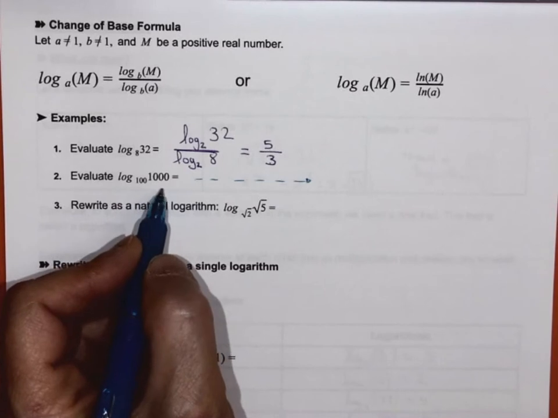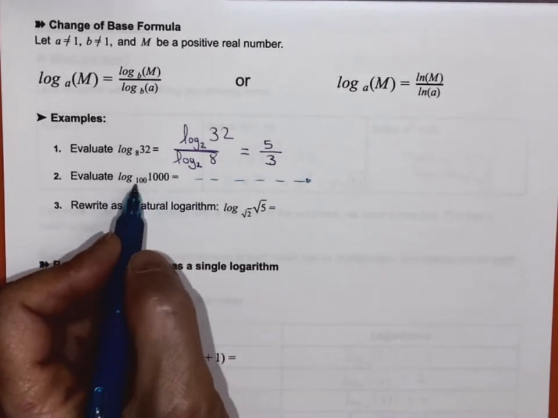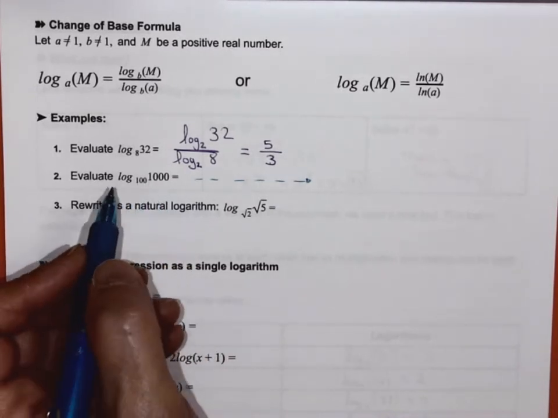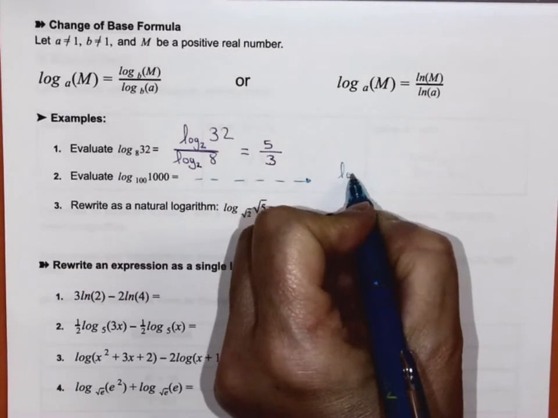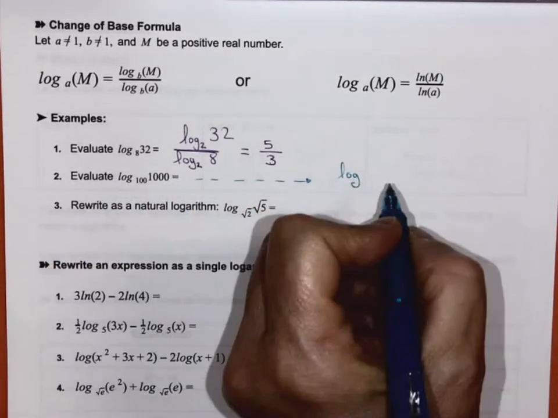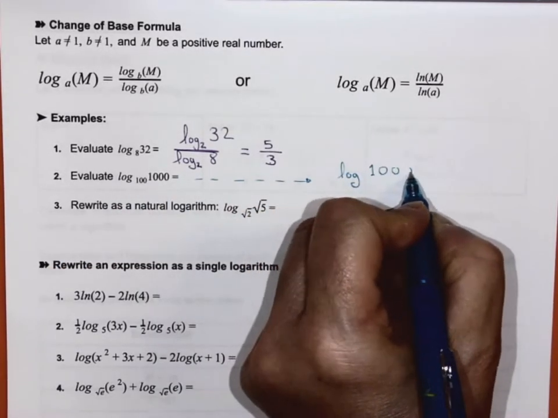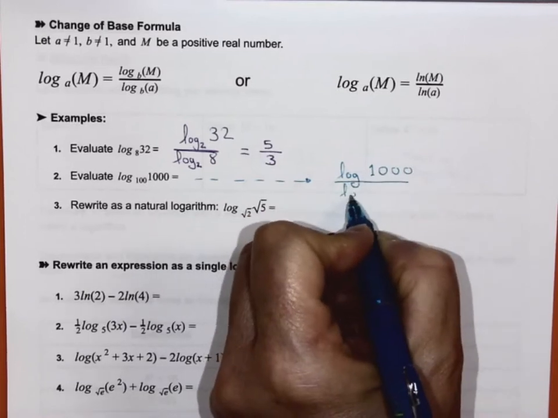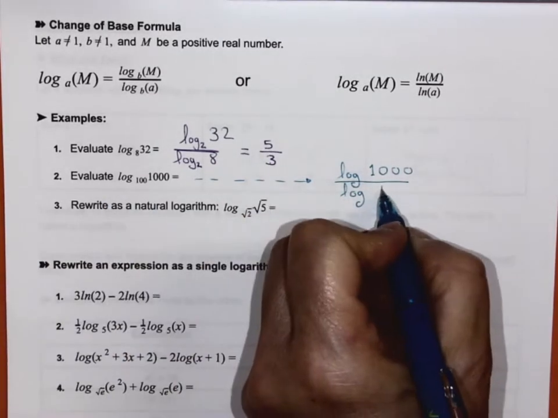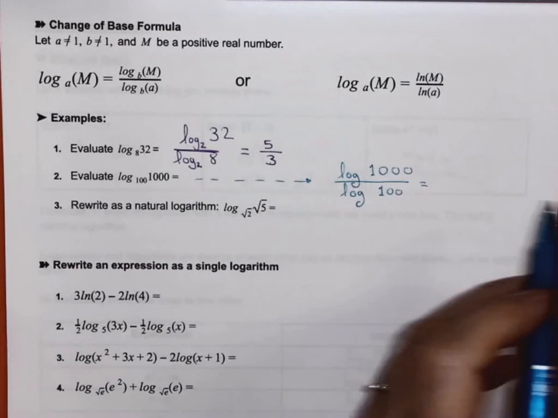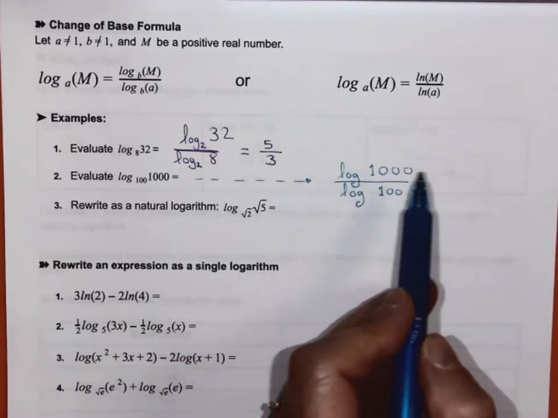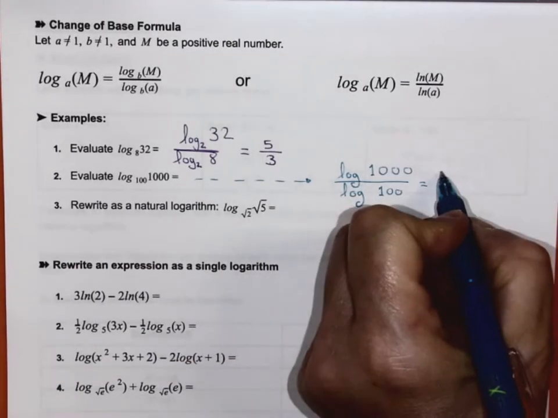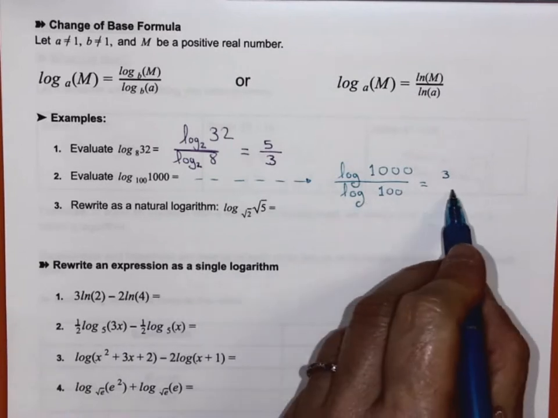So I'm going to switch to a base 10, meaning the common logarithm. So I'm going to say a log base 10, so I don't write it, of 1000 over a log base 10, so we don't write it, of 100. And then that's going to say 10 to what power gives me 1000? That will be 3. And 10 to what power gives me 100 will be 2, and that's your answer.